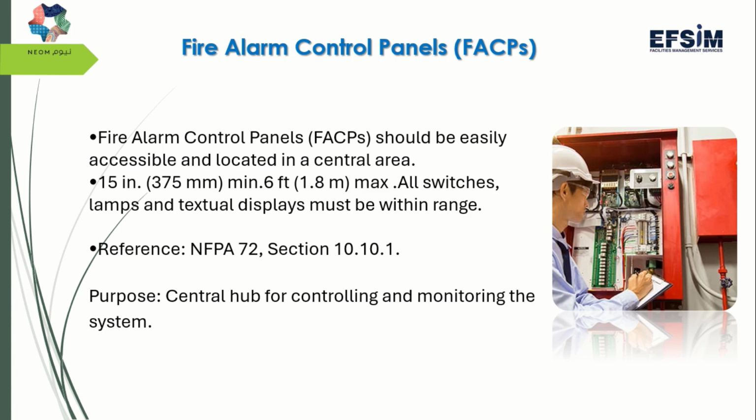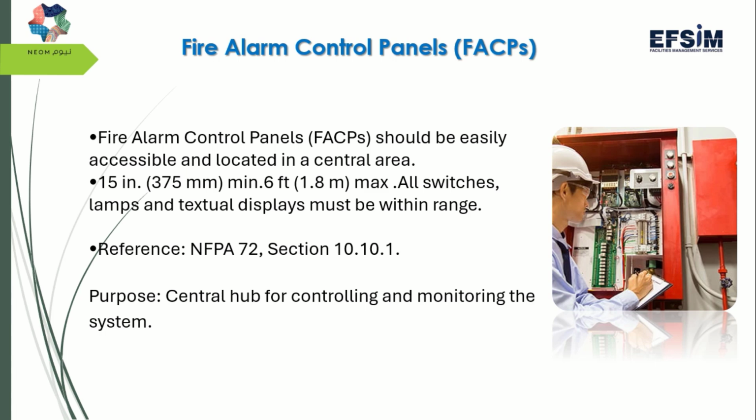The fire alarm control panel should be easily accessible and located in a central area. Easily accessible means it should be in front of the person who is going to check or reset or know the area they are showing on the panel. So the location should be a maximum of 6 feet from the surface, okay. And also important, it should be away from the door, not installed near the door, okay.